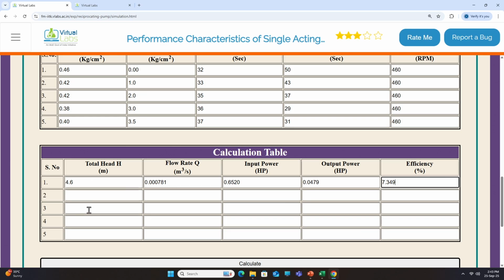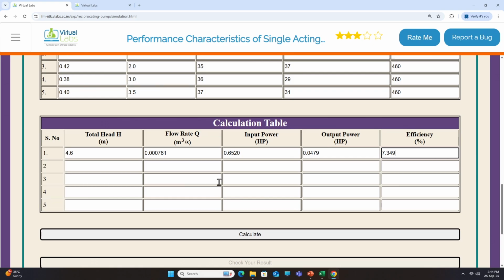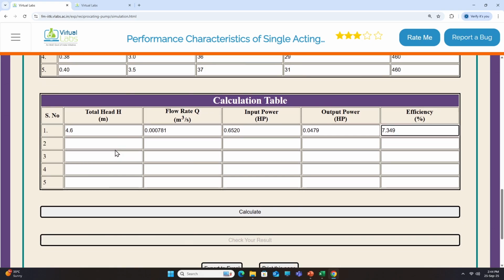This was for the first observation. For the second, third, fourth and fifth observations, you can put in the values and then draw the characteristic curve, plotting the efficiency against Q and plotting the efficiency against the head. You can plot this here, and to see the values, I have already calculated all of them. I will just put it here.